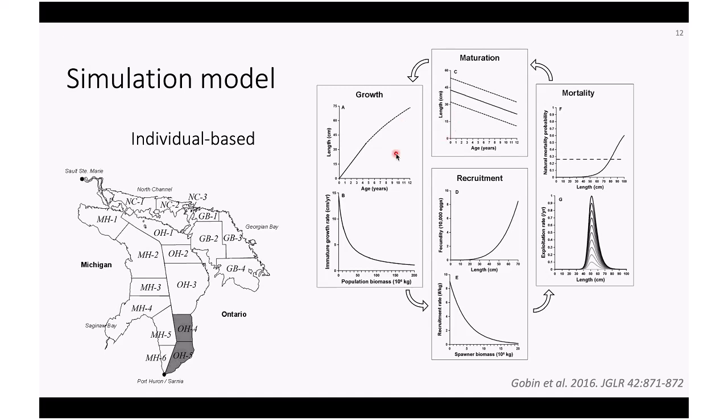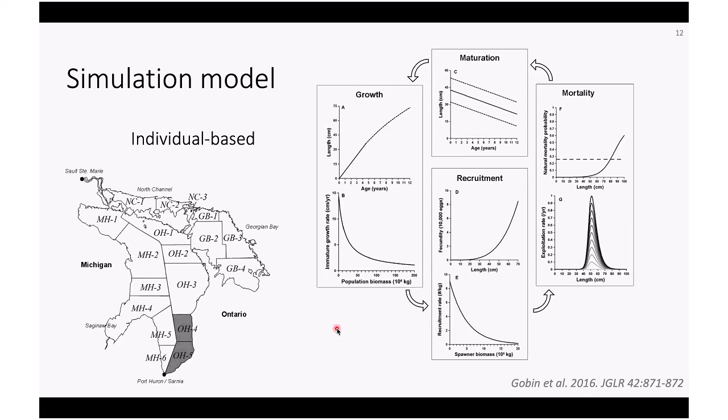You have an opportunity to grow. You can reproduce, and so recruits are added to the population each year. Individuals have an opportunity to die from various sources of mortality. So we have a constant baseline mortality. We also included predation by sea lamprey, which is size selective, given their presence in the Great Lakes. And then you could also be harvested by a gillnet fishery.